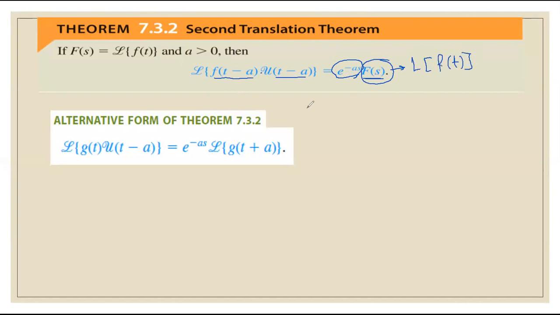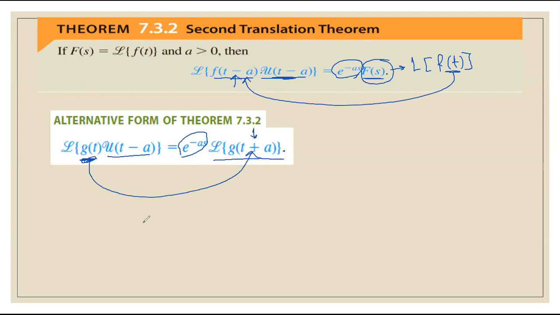Now the alternative formula: if you have the same u, but instead of f of t minus a you have g of t with no shifting, you will write the exponential, and here you need to write the shifting for your g. Here no shifting because you have the shifting there. If you don't have shifting here, you have to do the shifting here. I think this one is more important than the first one. I'm going to use this a lot to solve problems. Is it clear?